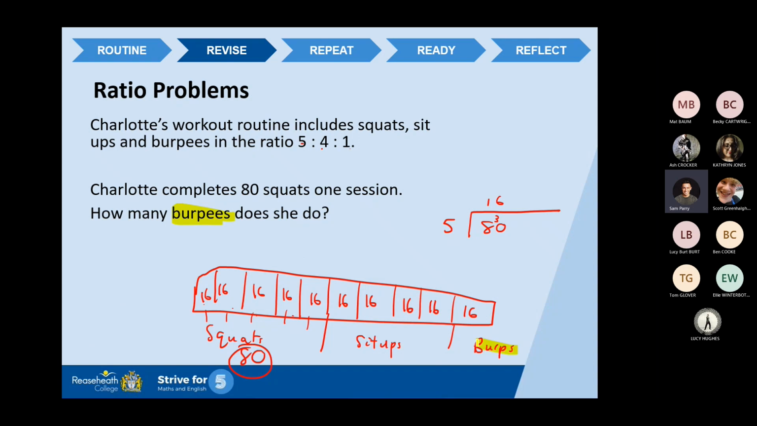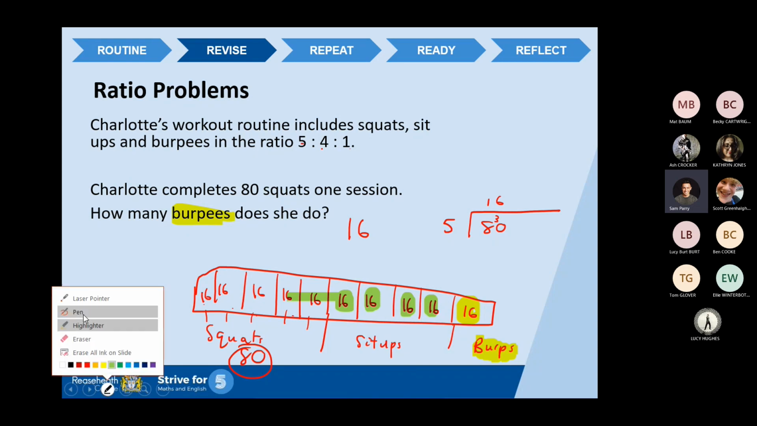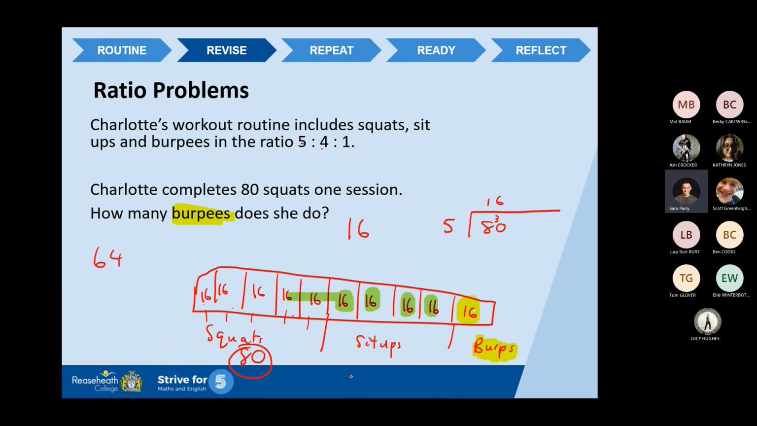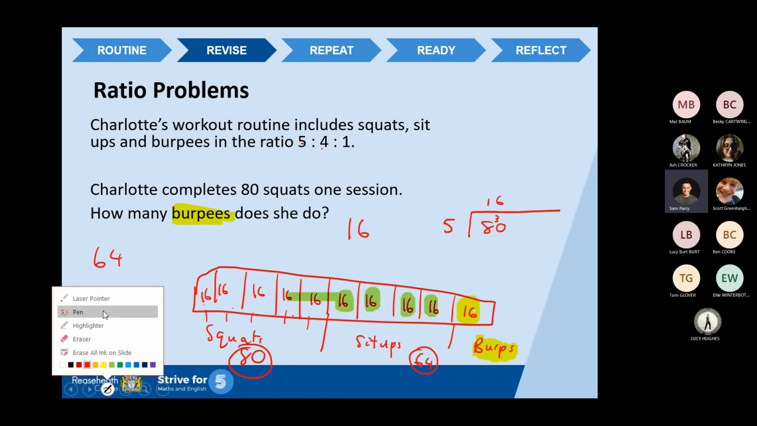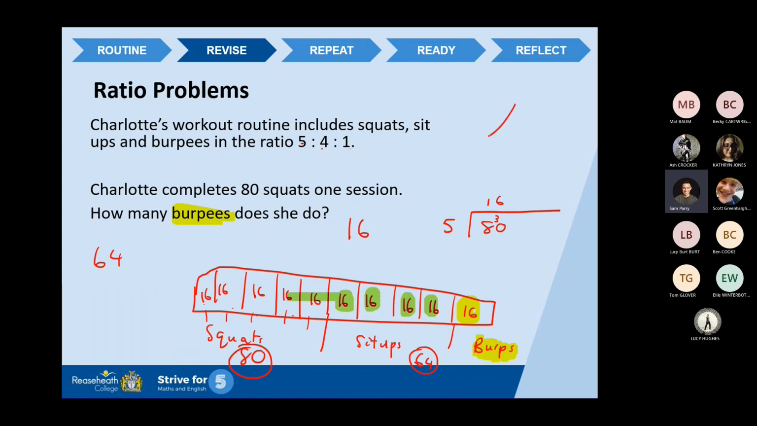How many burpees does she do? So now that's where I bring my attention to the burpees part of the ratio. I look at how many there are. There's 16. So it's just the answer of 16. But the good thing is, if it said how many sit-ups did Charlotte do, well, I'd look at the sit-ups then, wouldn't I? She did 1, 2, 3, 4 lots of 16, which is 64. So I can answer pretty much anything. If you've got this bar method on point, you've pretty much got the answer to any ratio question they could ask you about that particular question.